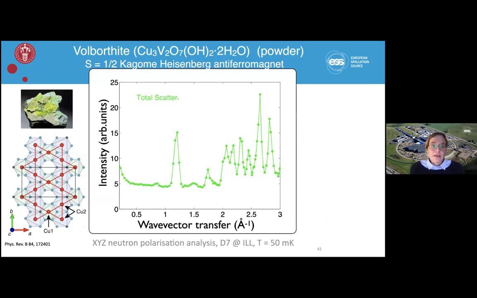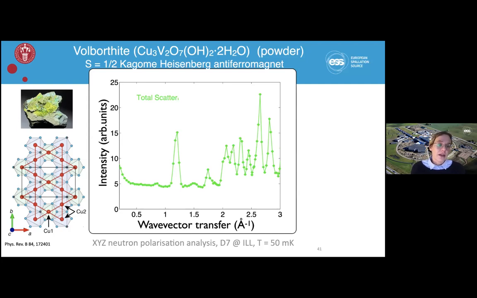I was involved in some work looking at a material called herbertsmithite, and you see the crystal structure here. It has hydrogen, so I think you would have heard previously that hydrogen contains a lot of incoherent scattering, and this makes neutron scattering experiments very difficult because it gives a very broad background. So this material shows all the signs that we need.